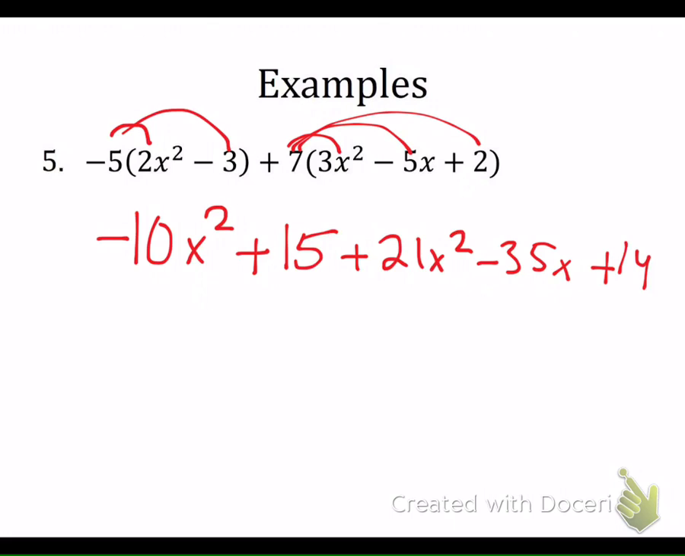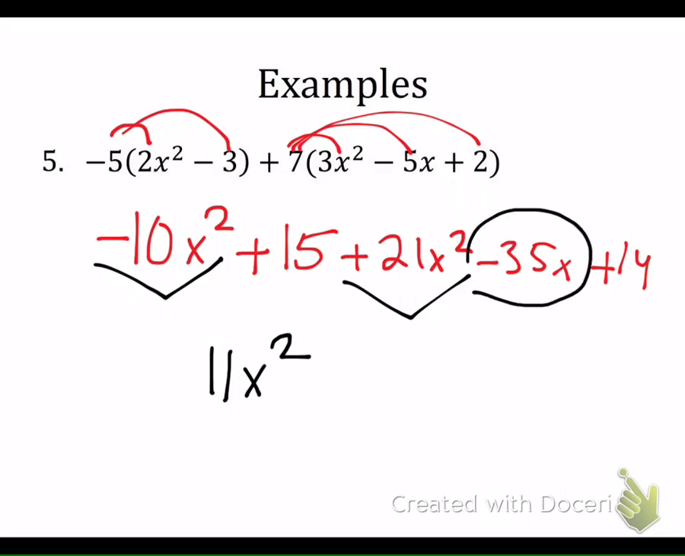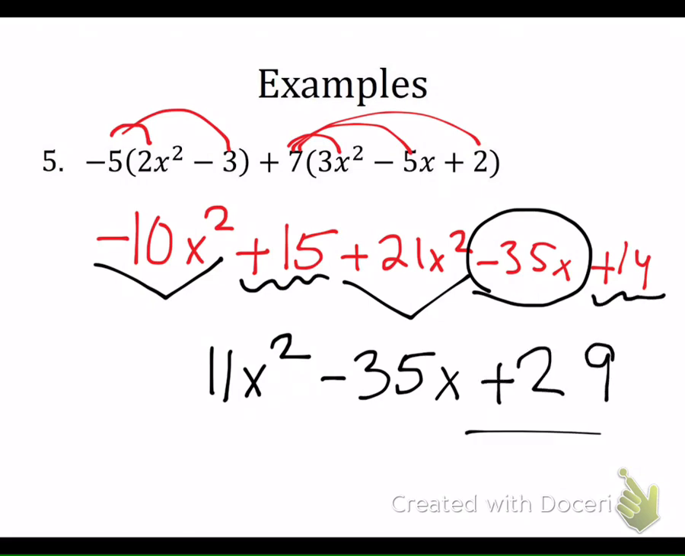All right, so start with your largest exponents. We have x squareds, a negative 10x squared plus 21x squared. So the signs are different. I'm going to subtract the numbers, keep the sign of the larger number. So that's going to be 11x squared. Then back here I have an x term with nothing that will combine with it. So just copy down the minus 35x. And then here we have a 15 and a 14, so a plus 29.